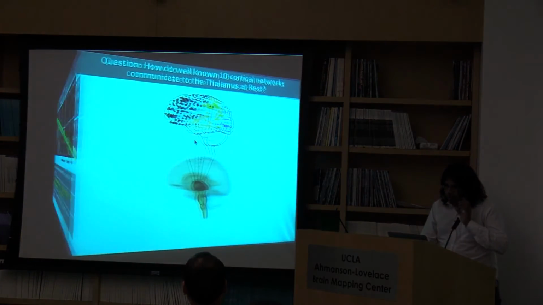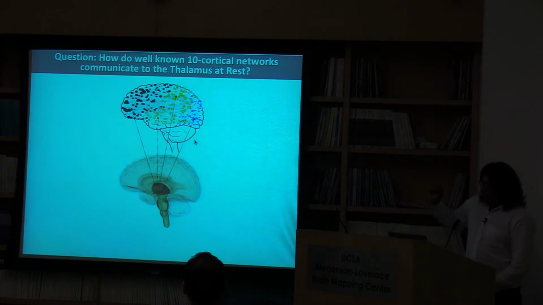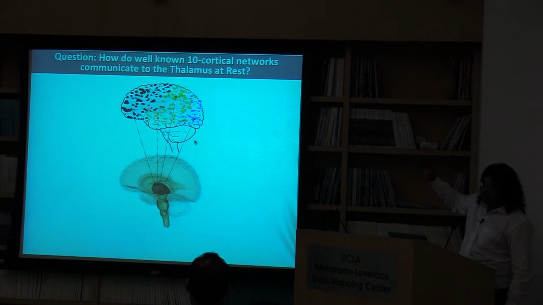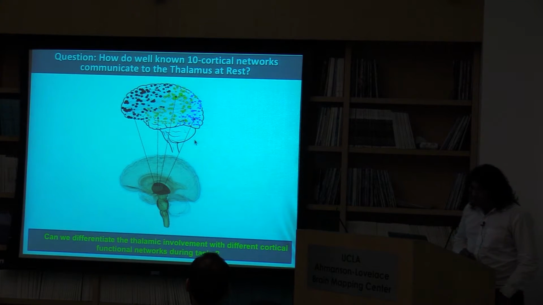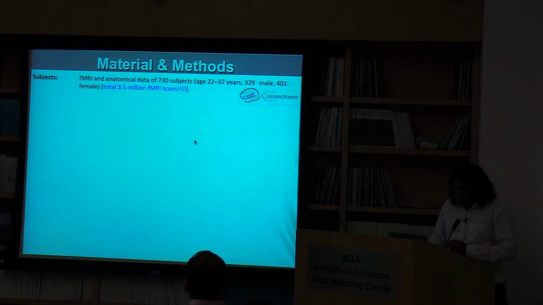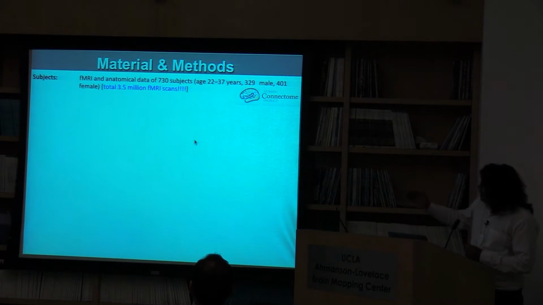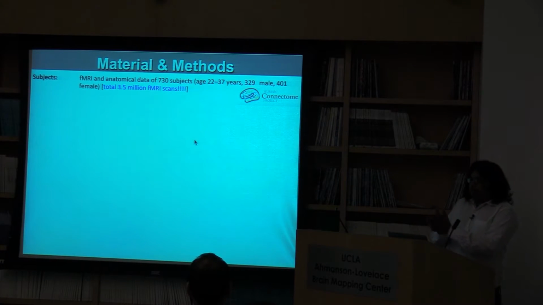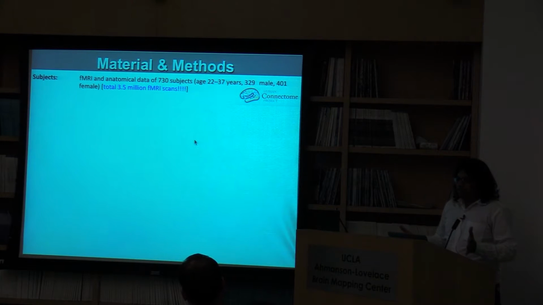In the study, our 2 questions were: how do the well-known 10 cortical functional networks communicate with the thalamus at rest? And secondly, can we differentiate thalamic involvement with different cortical functional networks during tasks? In the study, we again took similar 730 subjects, so 329 male, 401 female. In total, the data was 3.5 million fMRI scans. And again, data was from the Human Connectome Project.